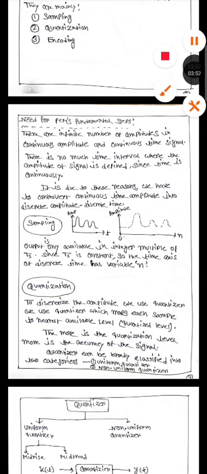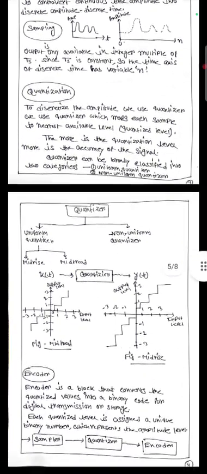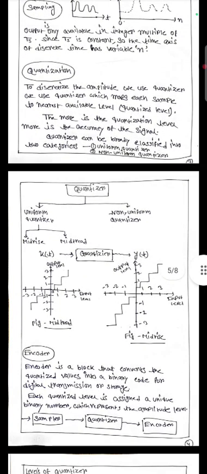Here is the block diagram of amplitude sampling. Output is only available at integer multiples of T. Since T is constant, the time axis of discrete time has variable n. The more the quantization levels, the more the accuracy of the signal. It's quite obvious.